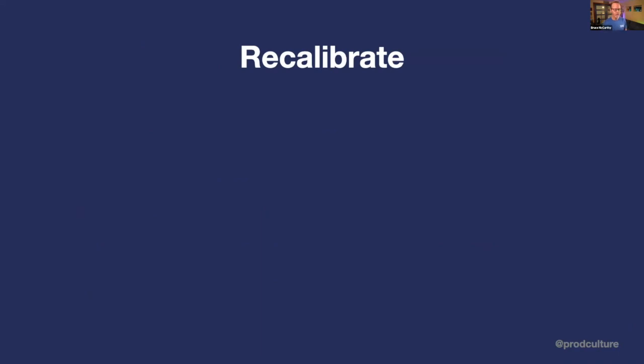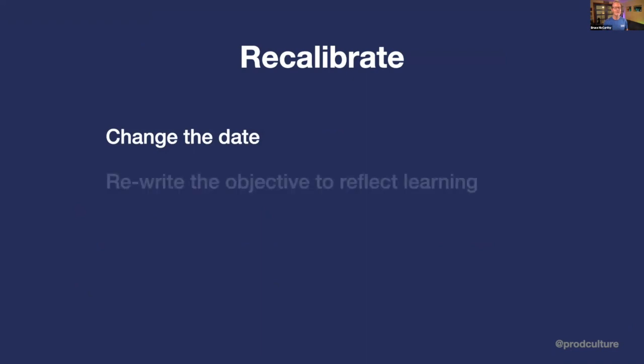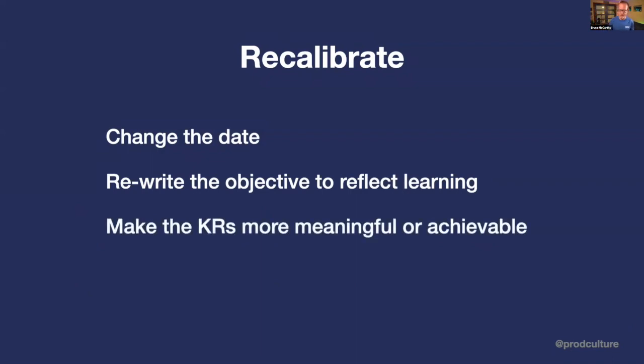When Google was first working on Chrome, the browser, they set ambitious targets for some millions of users in the first year, and they didn't make it. So did they abandon hope? No, they changed the date. They said, okay, we'll try to make it in the second year. And actually, they didn't make it in the second year either. They recalibrated again, but they did make it in the third year, because it was still their measure of success, to get to a certain number of users. Or you can rewrite the objective to reflect learning, or the KRs.